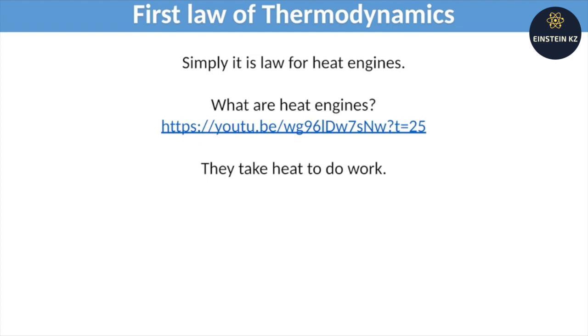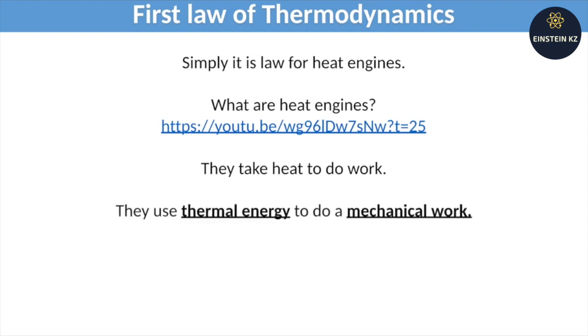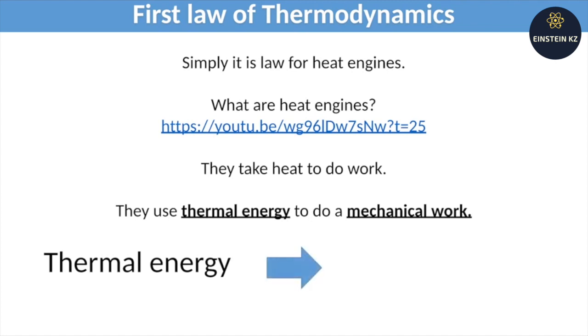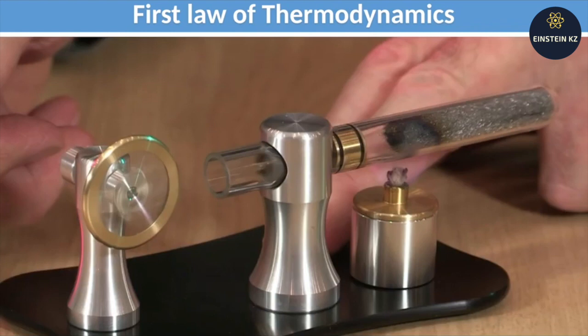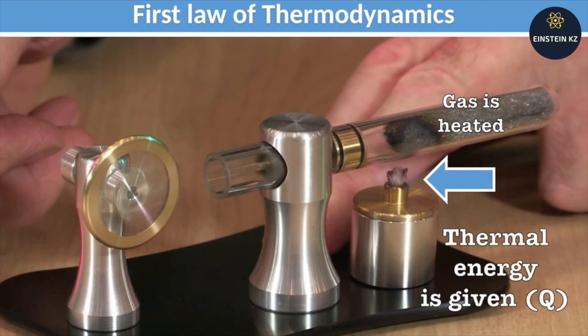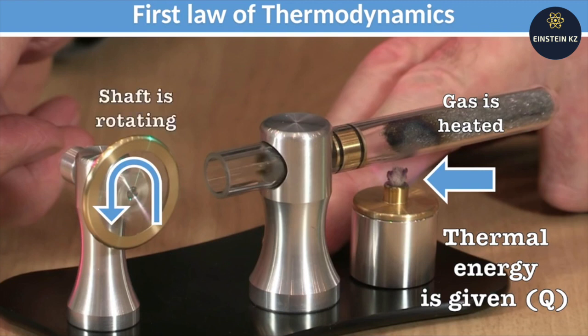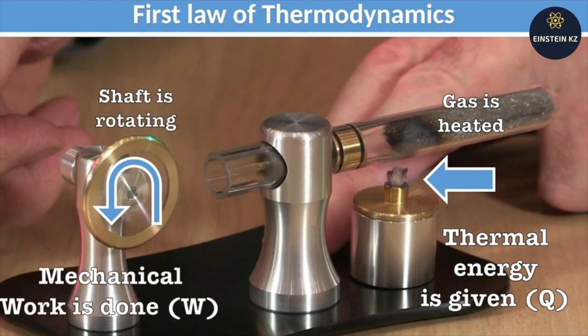So heat engines, in simple words, take heat to do work. They use thermal energy to do mechanical work. So in this case, thermal energy is transformed into mechanical work. What happens in this video is the gas is heated, which means thermal energy is given. Thermal energy is used to rotate the shaft. This is mechanical work, denoted by the letter W.